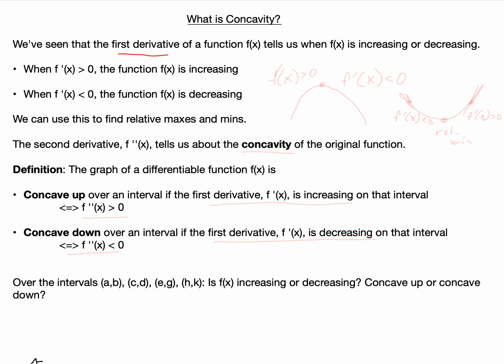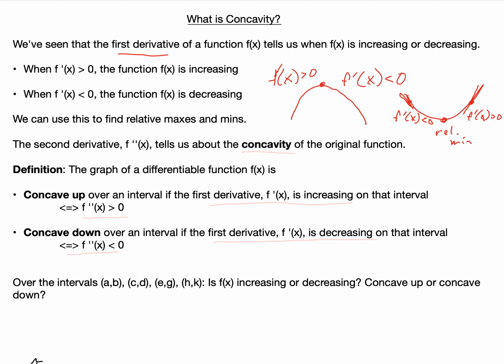And we saw that we can use this to find relative maxes and mins. If the function is increasing and then decreasing, then we know that we've got a relative maximum at that point. So this is f prime of x greater than 0, and then f prime of x less than 0. And if the function is decreasing and then increasing, then f prime of x is less than 0, followed by f prime of x greater than 0. The tangent line to the curve is negative, then positive, and that is a relative minimum at that point. Okay, so that's the first derivative and what it tells us about a function.